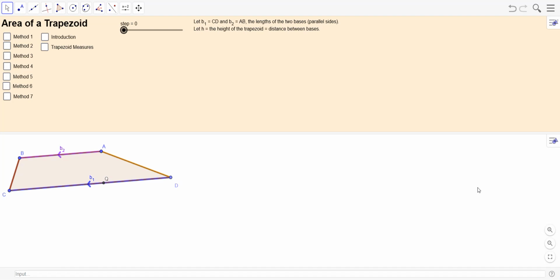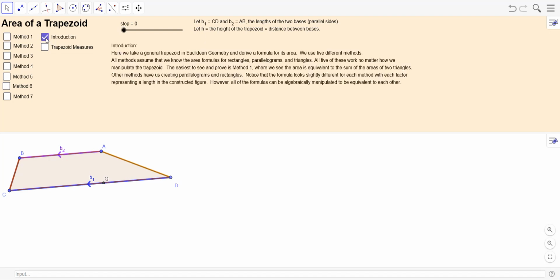In this video I want to look at the area formula for a trapezoid. We want to derive this formula and illustrate why it works, prove that it works. And actually, this is a very interesting problem because I know of at least 7 different ways of doing this, and there may be more. So the idea here is we want to take a look at a general trapezoid.